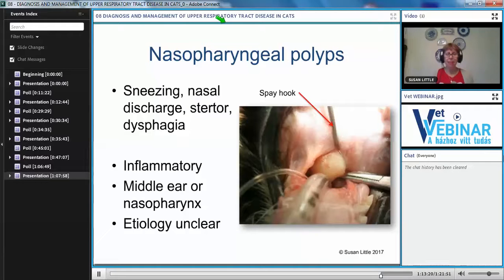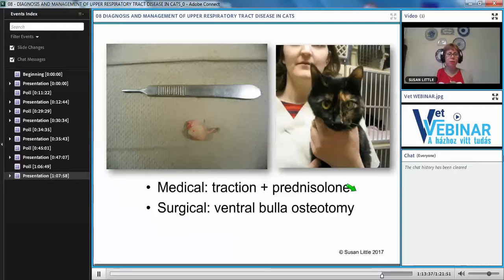So this cat that you can see here in this image, here we're using some forceps to get underneath. The polyp has a round head and then a long stalk or neck. So we're reaching underneath to grab the neck of the polyp and pull it out. And so here's what it looked like when we pulled it out. You can see that there's always a round head to it and then a long stalk or a neck. That's the part that it grows from. So here's the same cat after the traction removal.